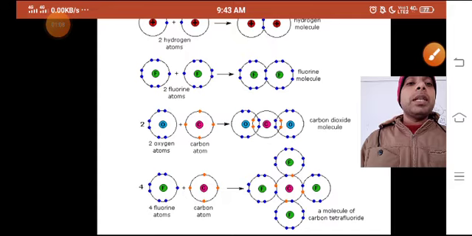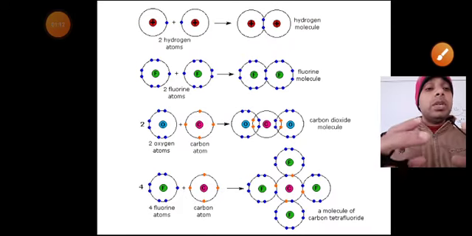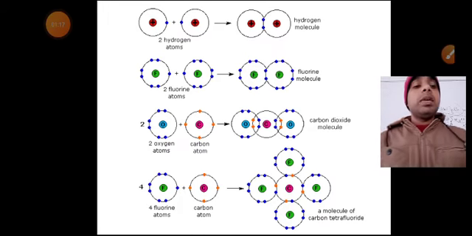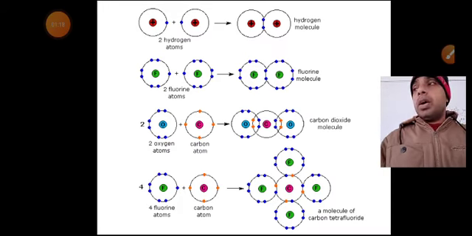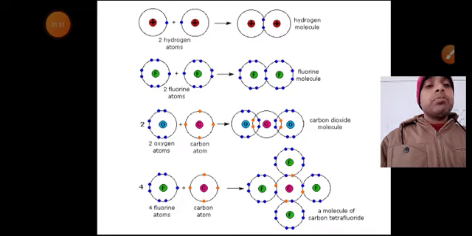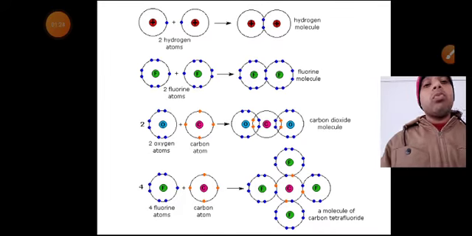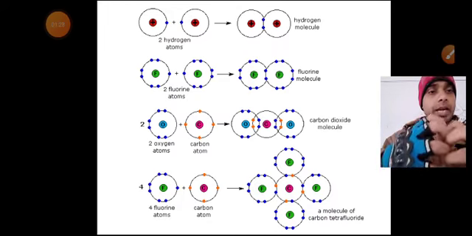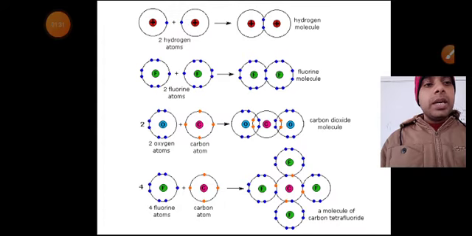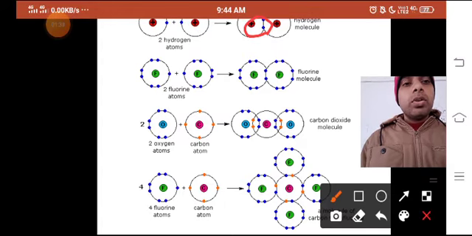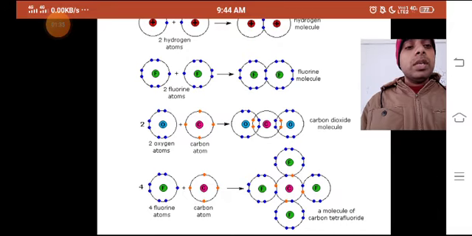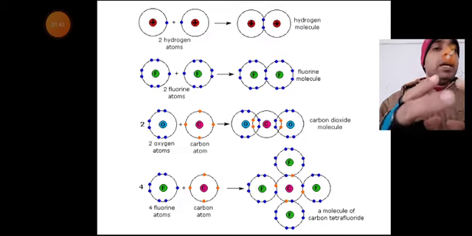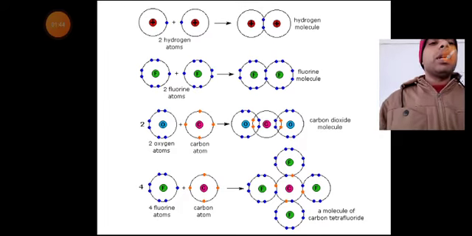So what will happen? Both are not stable, because for hydrogen, the noble gas electronic configuration is that of helium, in which the K shell should have two electrons. But in both hydrogen atoms only one electron is there, so they will try to share. It is shown here that the two electrons are shared to form a covalent bond, and here you can see a single covalent bond is formed.